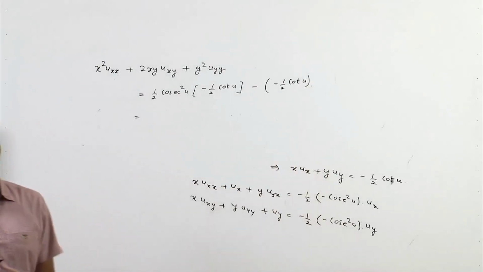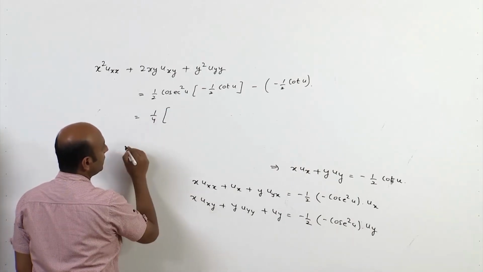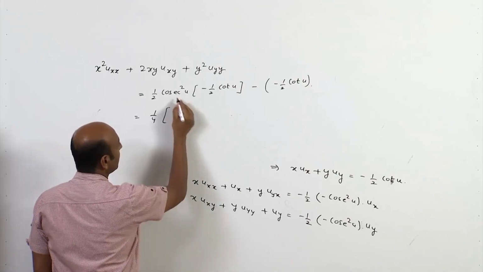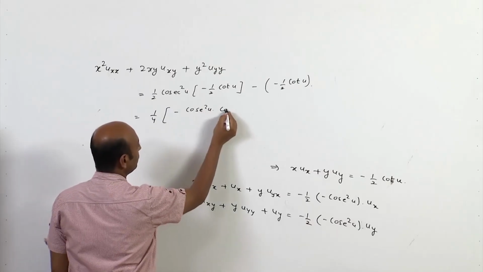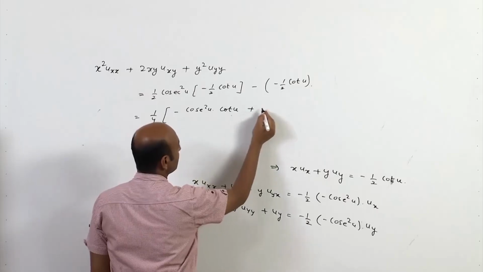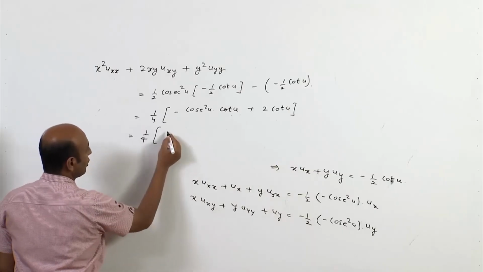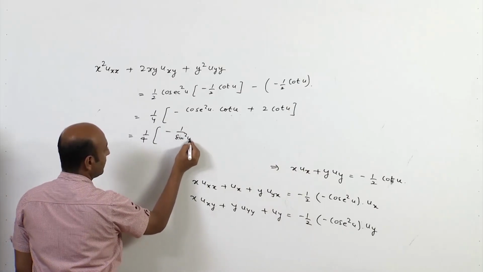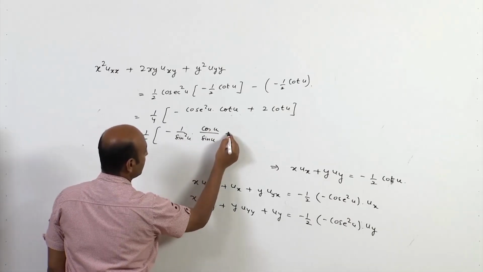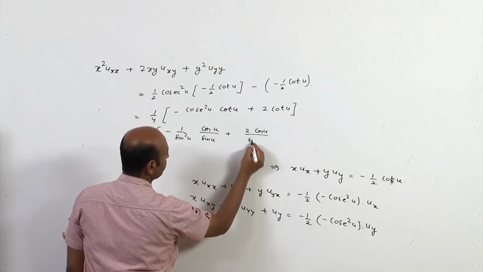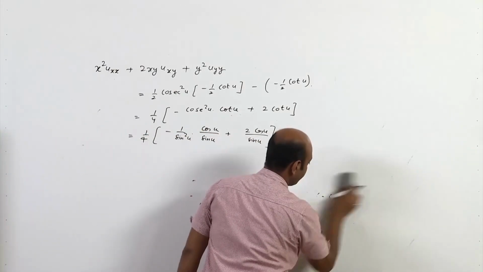So, what do we have to show? We have to show this thing. So, you can take 1 by 4 common. When you take 1 by 4 common, from this side we got minus cosec square u into cot u, and it is plus 2 cot u, and it is equal to 1 by 4 times cosec square, which is 1 by sin square, cot u is cos upon sine, plus 2 cos upon sine. Now you take the LCM and simplify.